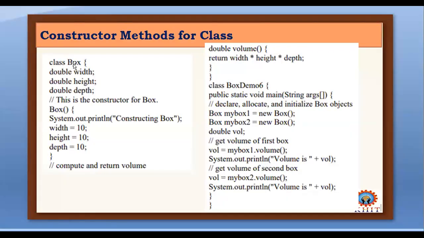First we are writing a class called Box. In that we have three variables: width, height, and depth. Then this is a constructor, Box with open and close brackets. Inside it we write System.out.println, constructing box, and we initialize the values to these variables. After that, in this class I wrote a method that computes volume as width times height times depth.